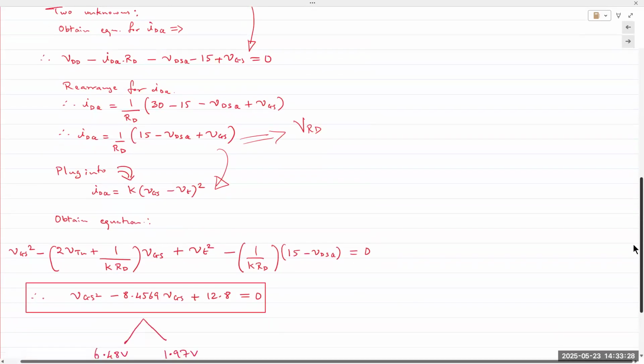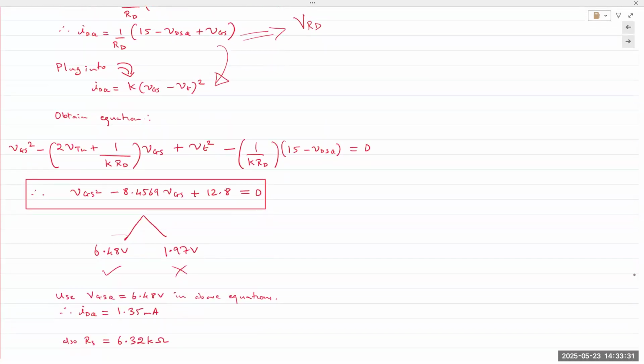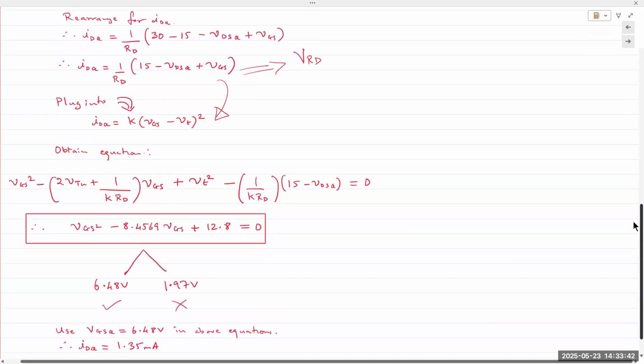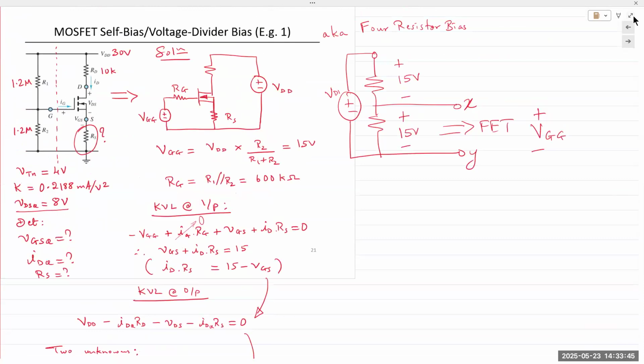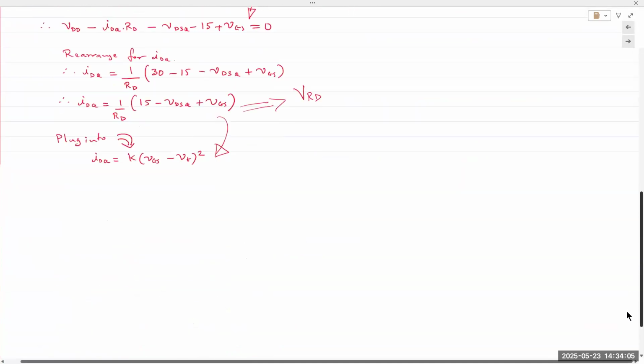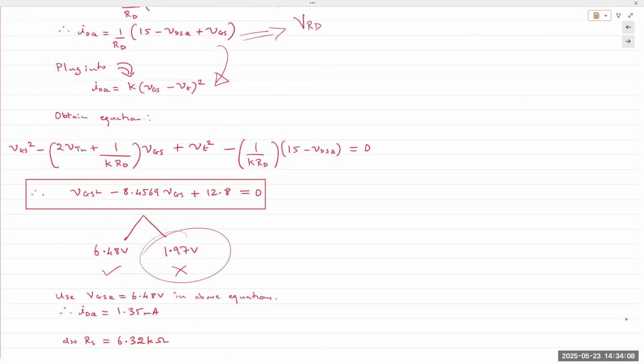Then we simply solve that quadratic equation. Once we solve it, we obtain two answers, two roots. Which of these values is correct, other than being marked? Well, for that, we have to go at the top and look at this. Our assumption was that the transistor is on and it's in saturation mode. For the transistor to be on, VGS must be larger than the threshold voltage of 4 volts. Conveniently, the values are such that one of them is less.